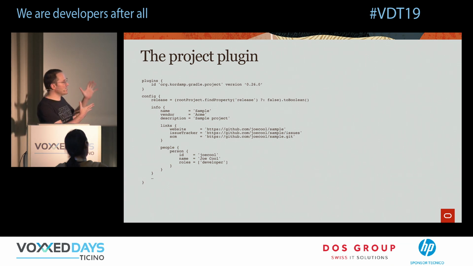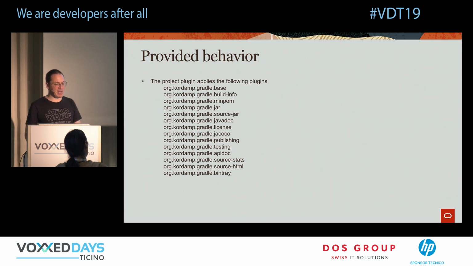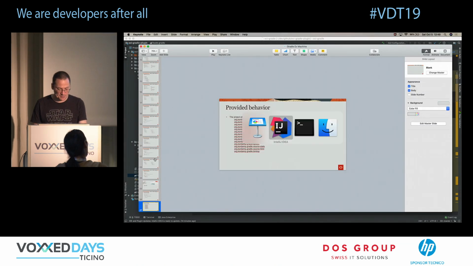We also have links that go into the POM, or if you happen to use publication or a Bintray plugin, then those values will also be reused for other plugins. In the case of the people block, this identifies developers, but also contributors and authors, and will be used to generate information in the POM, but also to format the license headers for all your files. And the project plugin applies all these different plugins that you can apply separately if you want. So let me show you a quick demo of this.